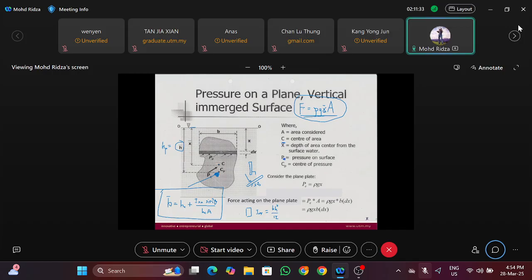Once you get hydrostatic force, we have to determine the location of the hydrostatic force. You have to find HP or H bar. So this is the equation: Hc plus second moment area times sine square theta divided by HCA. Then you can get the location.